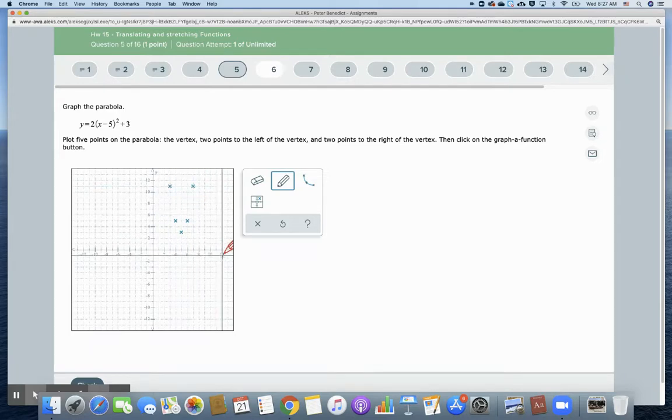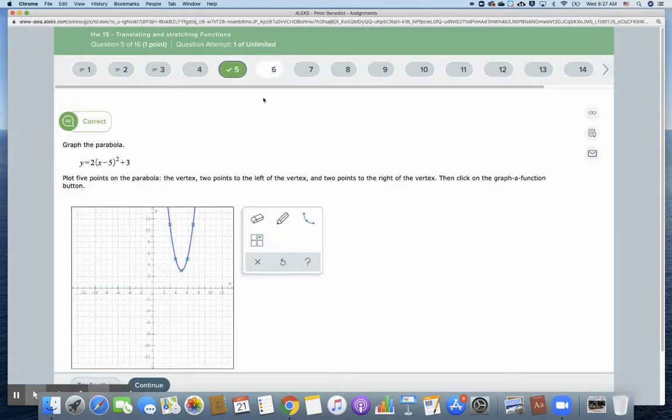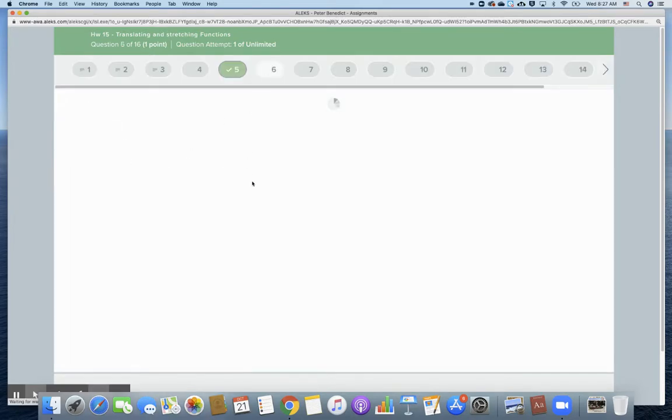And once again, that's all really good work to do. And then we can push the graph button, and you can see that gives us a really nice parabola. Let's see how we did. Yes! Let's see if there's another one like that.